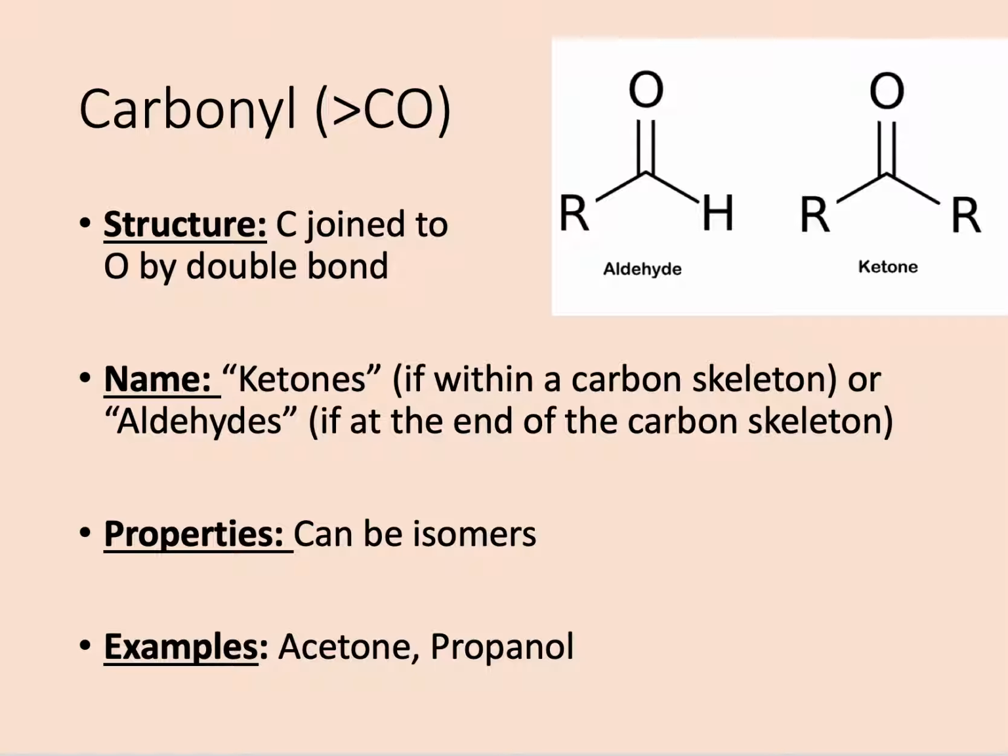Aldehyde is the same thing, but it's on the end. So there's only a long chain of carbons going off to the left side. They can be isomers of each other, so something like acetone is a carbonyl group. Acetone is what is in nail polish remover.